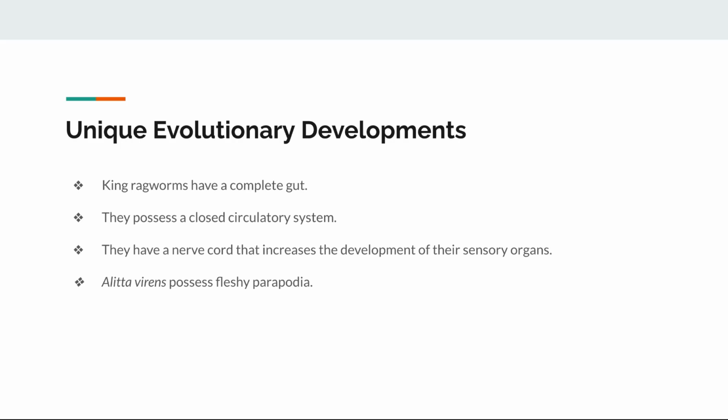So, some developments on the evolutionary scale. They have a complete gut. They possess a closed circulatory system. That closed circulatory system is going to help them better move nutrients through their bloodstream, and it's not going to waste as much energy doing that. Also, earlier, they still have that nerve cord. We went over that earlier. And the parapodia.